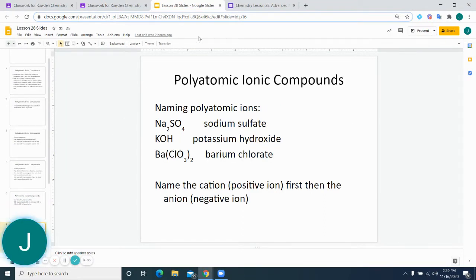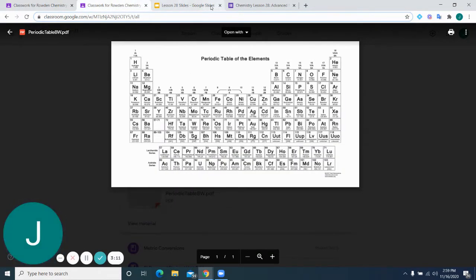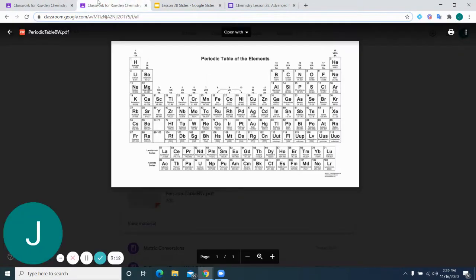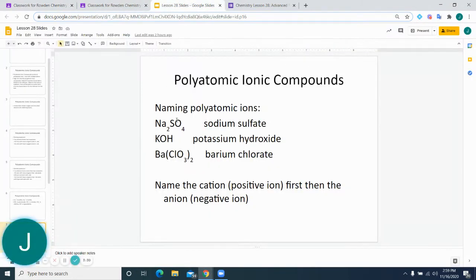So what you're going to do whenever you name polyatomic ionic compounds, you name the positive ion first and then the negative ion. And these things can either come from here or they can come from here. So look at Na2SO4. And once again, it's ionic, so you're not going to have to use your prefixes. So Na2SO4. What is Na? You look right here. Sodium. What is SO4? You look right here. Sulfate. So Na2SO4, sodium sulfate.